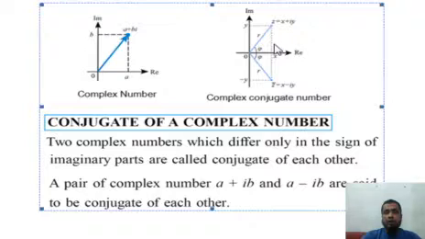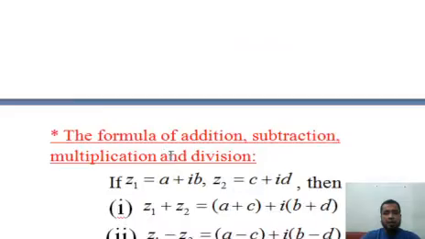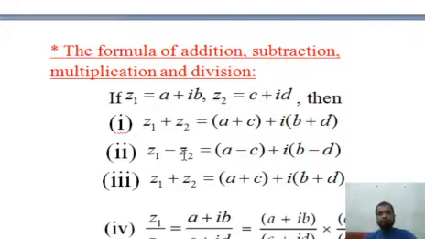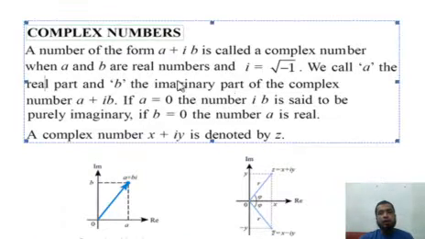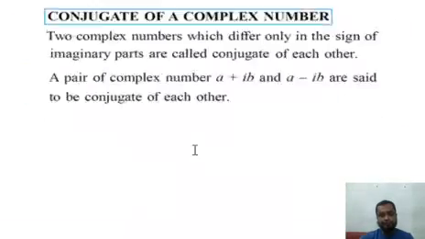Okay, observe the figure. z equals x plus iy. It is a complex number. Therefore, z bar equals x minus iy. It is the conjugate number of z. Here we explained two definitions: complex numbers and their conjugates.